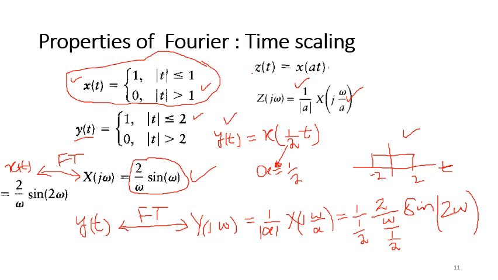And again, this is like one, how much is it? Okay, so I think we can straight away cancel this one, right? So we get y of j omega as 2 by omega into sine of 2 omega. Okay, so I think it's clear to you, right?